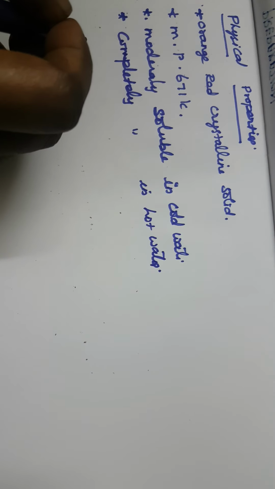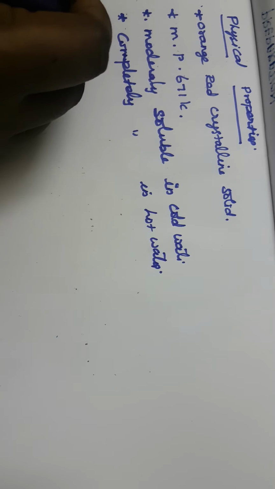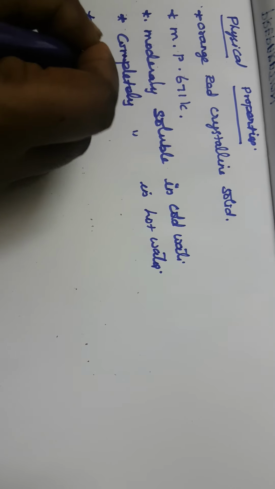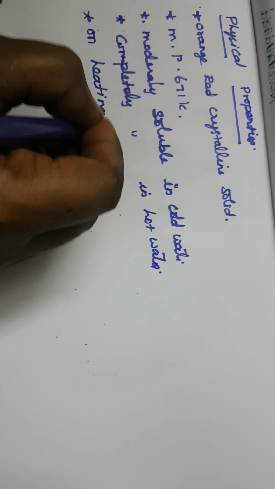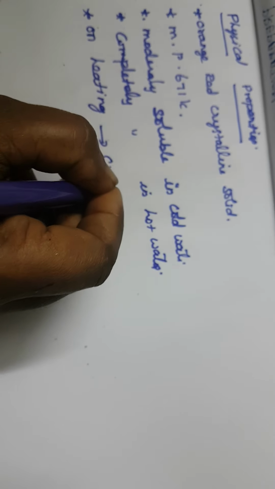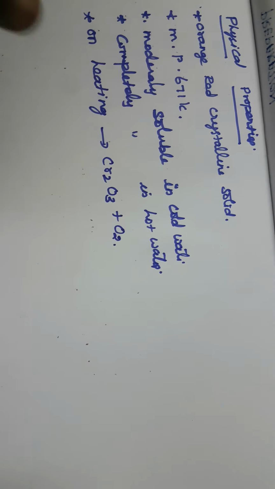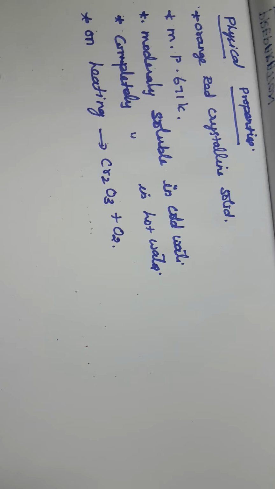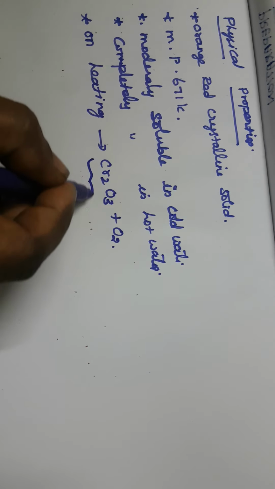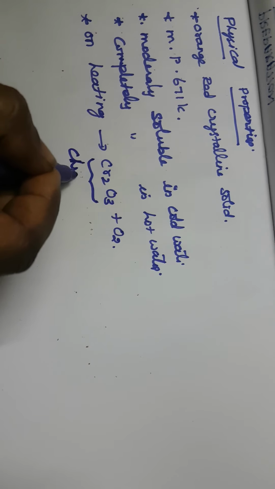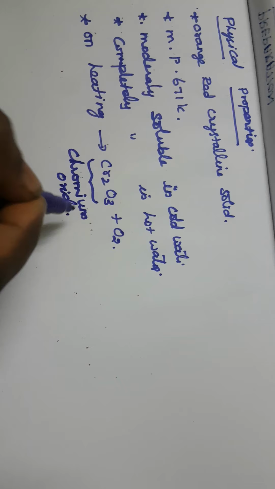On heating, it is converted into chromic oxide and molecular oxygen. When we are heating the potassium dichromate, it is converted into chromic oxide Cr2O3 plus molecular oxygen. It emits toxic chromium fumes. Chromium oxide is a toxic one.